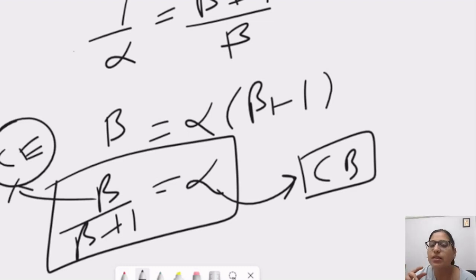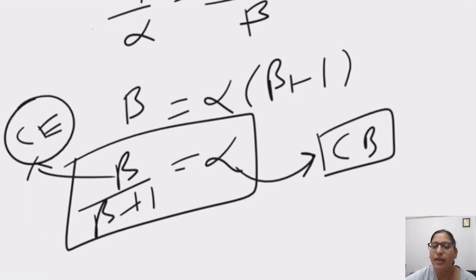So common emitter is considered as a transistor as an amplifier. Why so? Because it can amplify the base current, and at the output we will get the higher collector current. And this is the relationship between the common base and the common emitter alpha and beta.